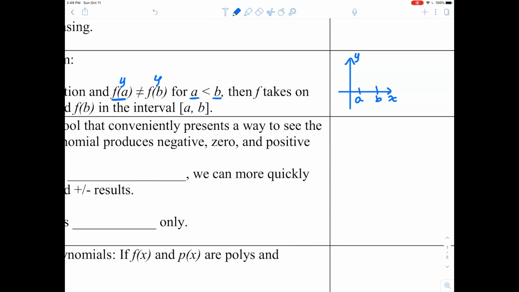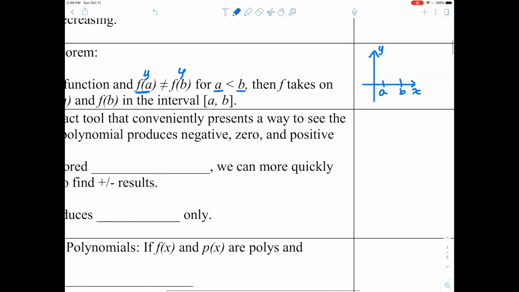According to this definition here, A has to be less than B. And the f of A cannot be the same as the f of B. So let's put the f of A down here. So that would be that point right there. And let's put the f of B up here. Okay? And so that would be that point right there.